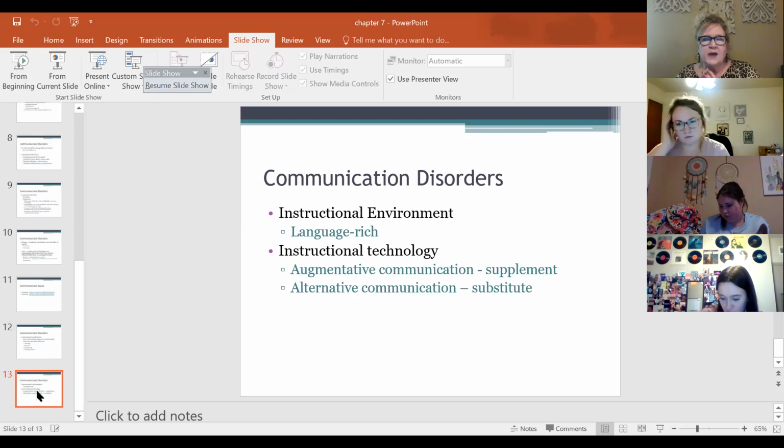Now, for some kids who have language disorders, the ARD committee will want to give them additional assistance with communication with some sort of communication device. And if we're just helping them and augmenting or supplementing their communication, we call that augmentative communication. Maybe we're going to provide them with an iPad or some kind of other device that will help them with their communication.